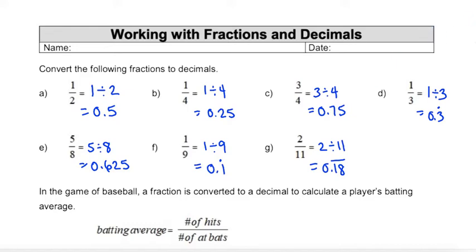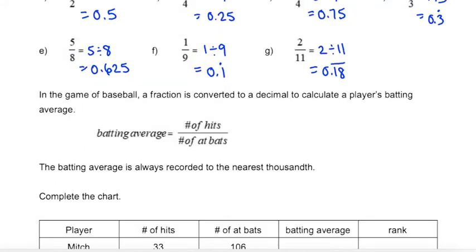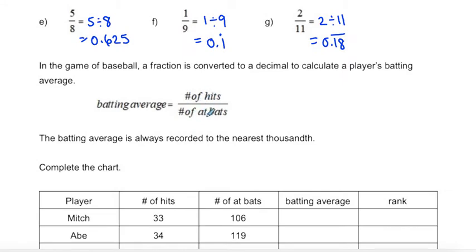So let's see how we can apply this into a real-life situation. In the game of baseball, a fraction is converted to a decimal to calculate a player's batting average. So the batting average is calculated by taking the number of hits, dividing by the number of at-bats. And we're going to use this information about how to convert a fraction into a decimal number to figure out what the batting averages would be for the following players, and then we're going to rank them in order from the best batter to the worst batter. And we always have to make sure that the batting average is recorded to the nearest thousandths, so thousandths is 3 decimal places.